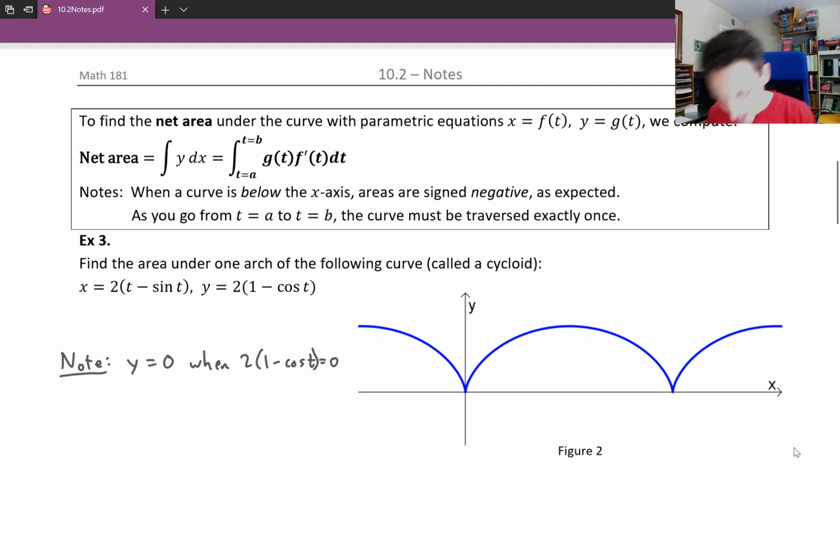So y equals 0 when 2 times quantity 1 minus cosine t equals 0. Well, this happens when cosine t is equal to 1, which would happen when the x value on the unit circle is over to the right. So that would happen at t equals 0, at t equals 2 pi, and so on.